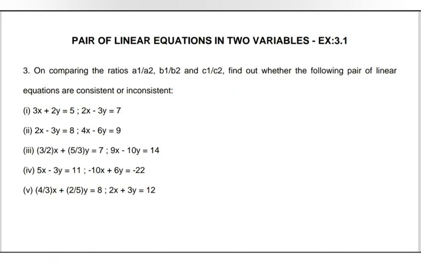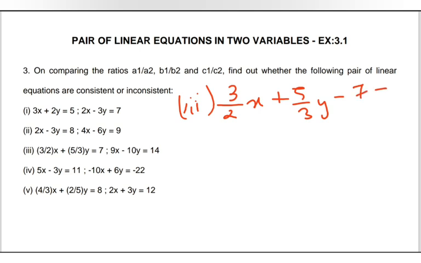So next one, the third one. Let's rewrite the equations. 3 by 2 x plus 5 by 3 y minus 7 equal to 0. This is the first equation. The second equation is 9x minus 10y plus 14 equal to 0.